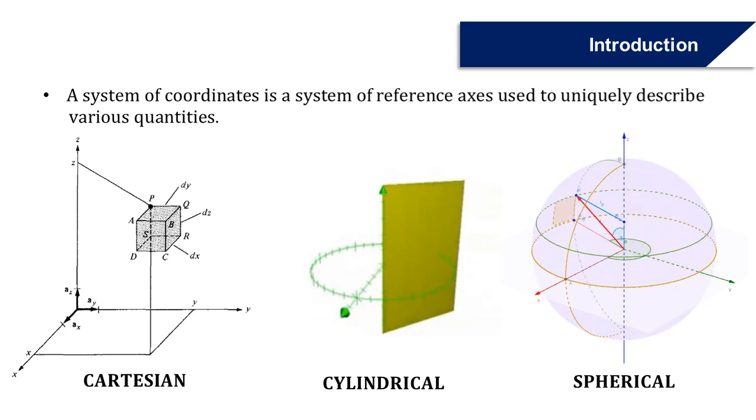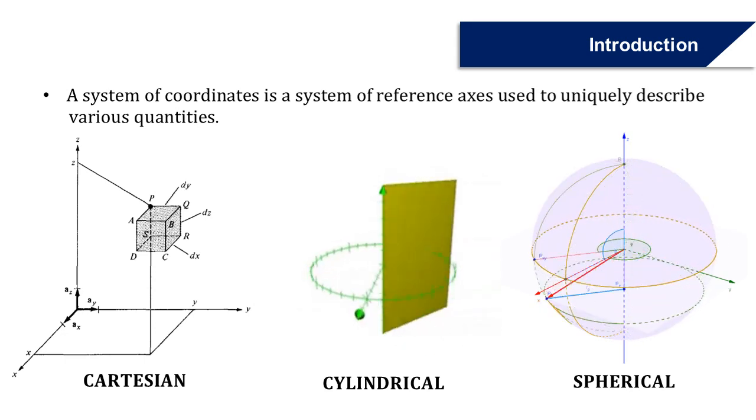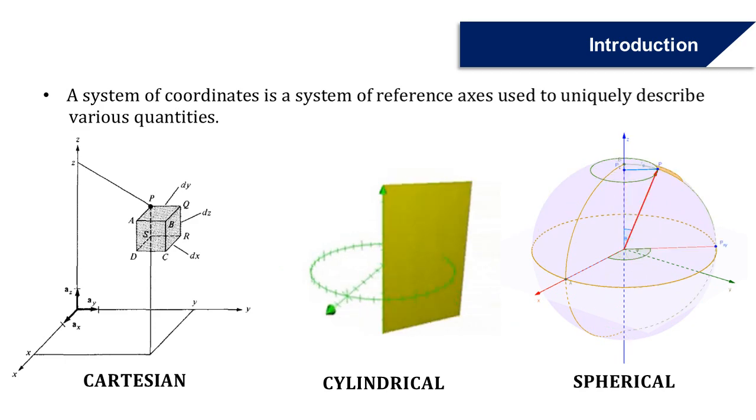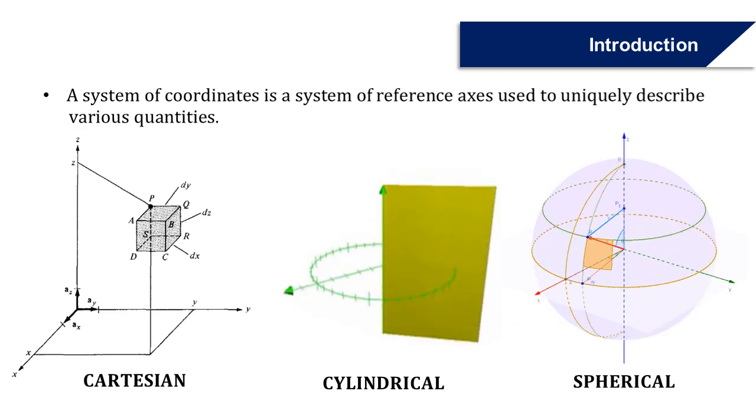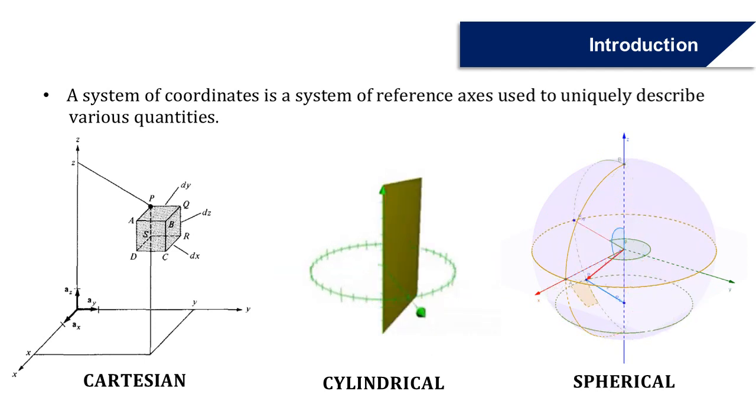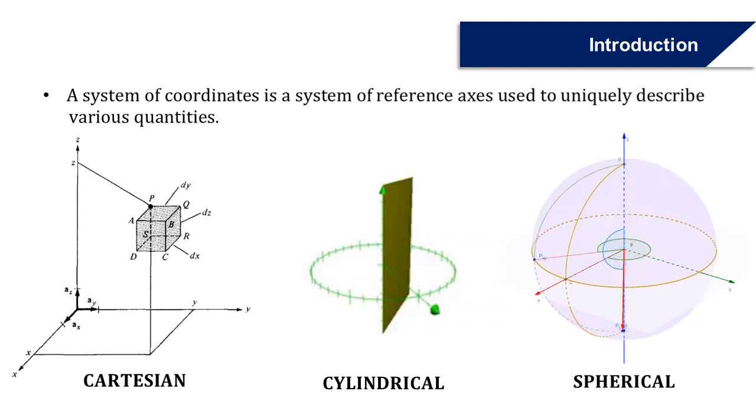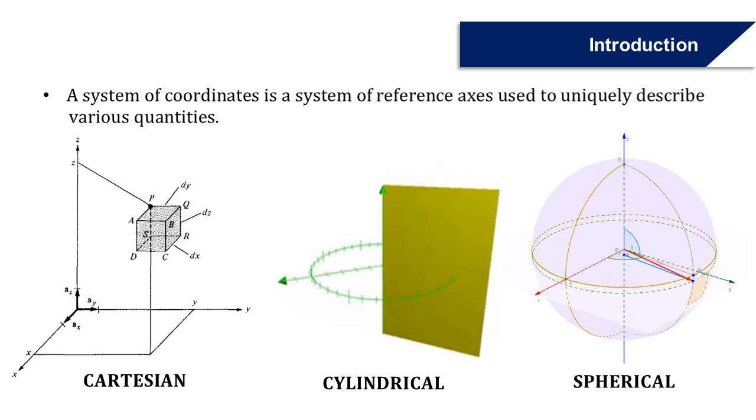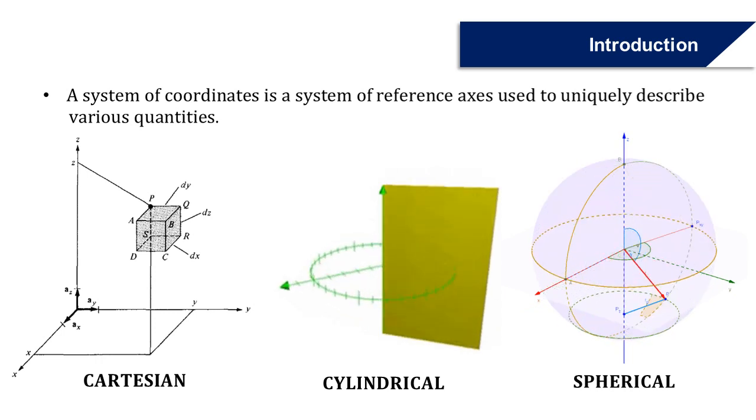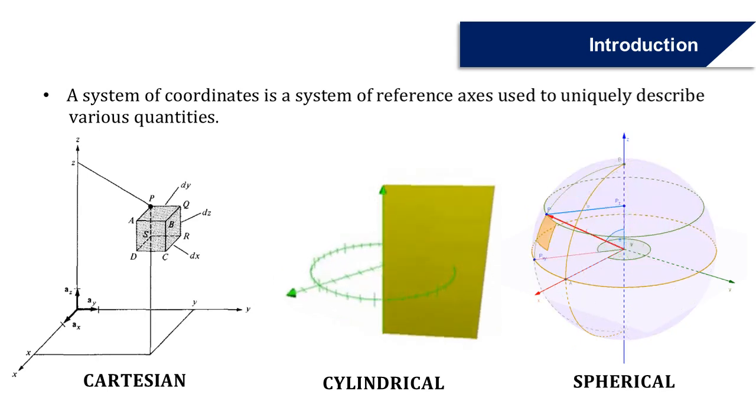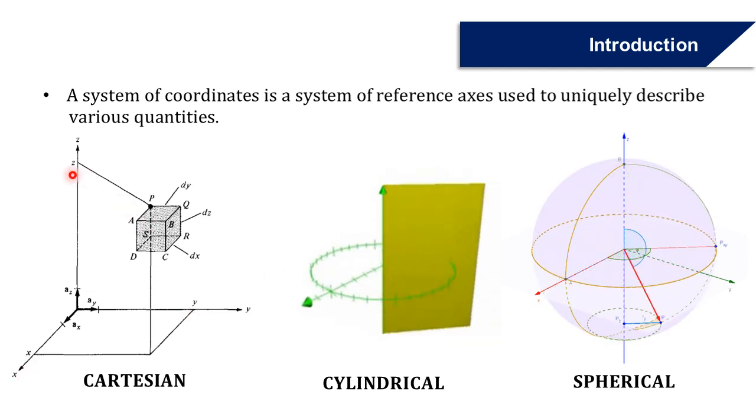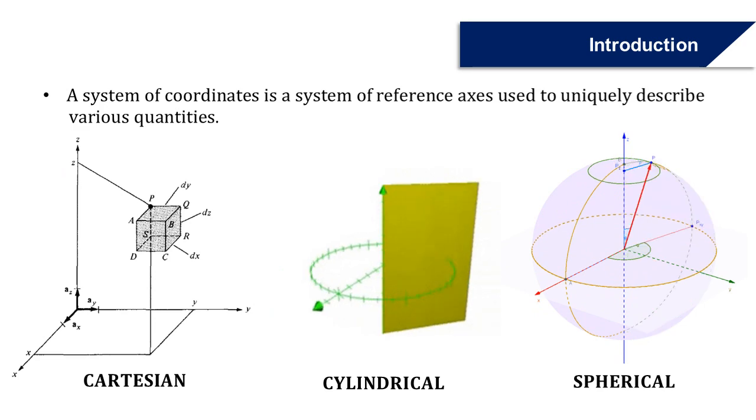So meron tayong mga common na coordinate systems na ginagamit. So when we say systems of coordinates, it is a system of reference axes used to uniquely describe various quantities. So sa pag-aaral natin ng electromagnetics, we are using these three common systems of coordinates. So meron tayong una yung Cartesian. So yung axis na reference natin dito is x, y, and z. So ito yung pinaka-common sa atin.